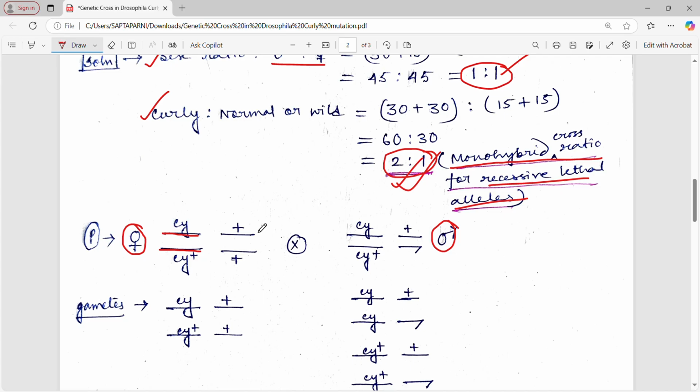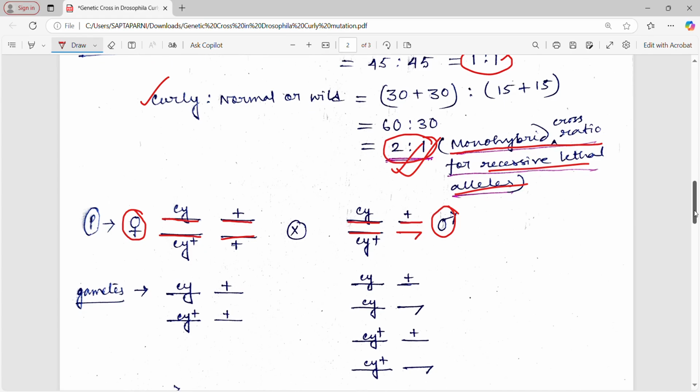And obviously, as these curly alleles are present on the second chromosome, we also have to denote the X and Y chromosomes here. For the female there are only X chromosomes, so both the X chromosomes are wild type in nature, plus plus. And in the case of the male, we are also taking the heterozygous condition because it is a monohybrid cross, so CY plus, and as it is a male, there is a wild type X chromosome and a wild type Y chromosome.